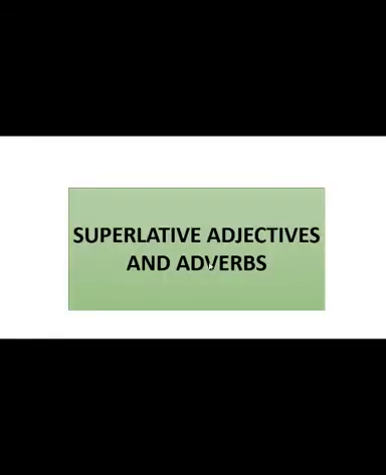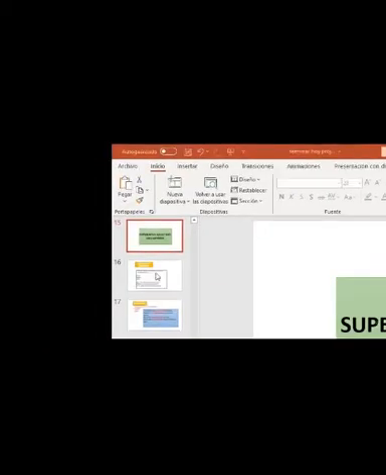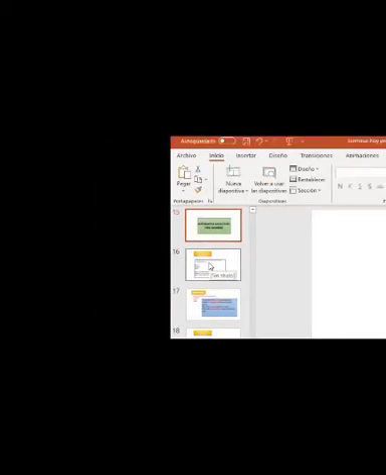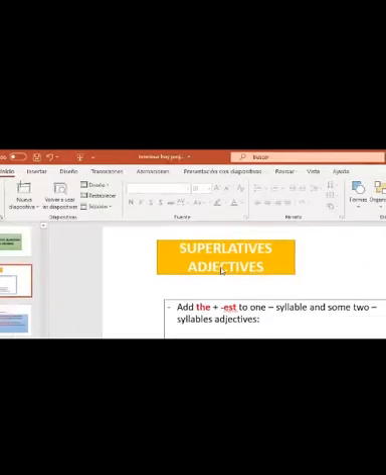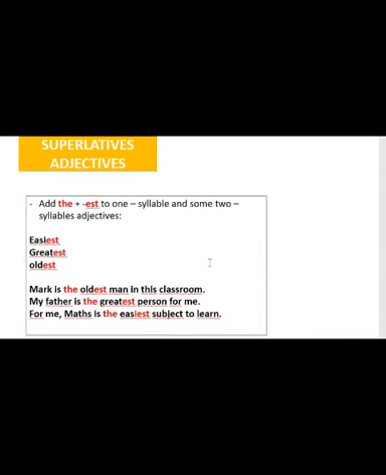Now let's see superlative adjectives and adverbs. Let's start by superlative adjectives. Okay? So here we have again some rules. The first one says add the plus est to one syllable and some two-syllable adjectives. Let's see the adjectives: easy, great, and old. What we have to do is only add est: easiest, greatest, oldest, and before these adjectives you have to place the particle the.